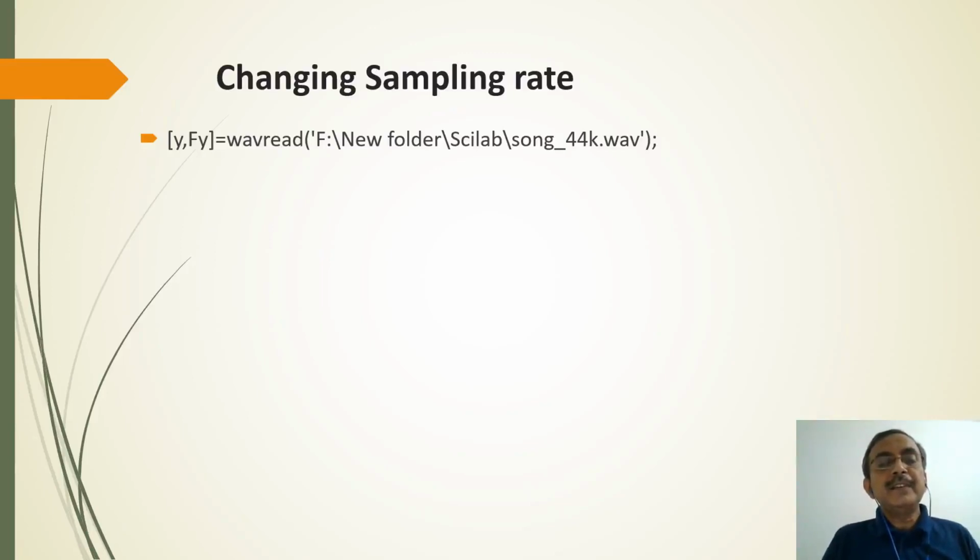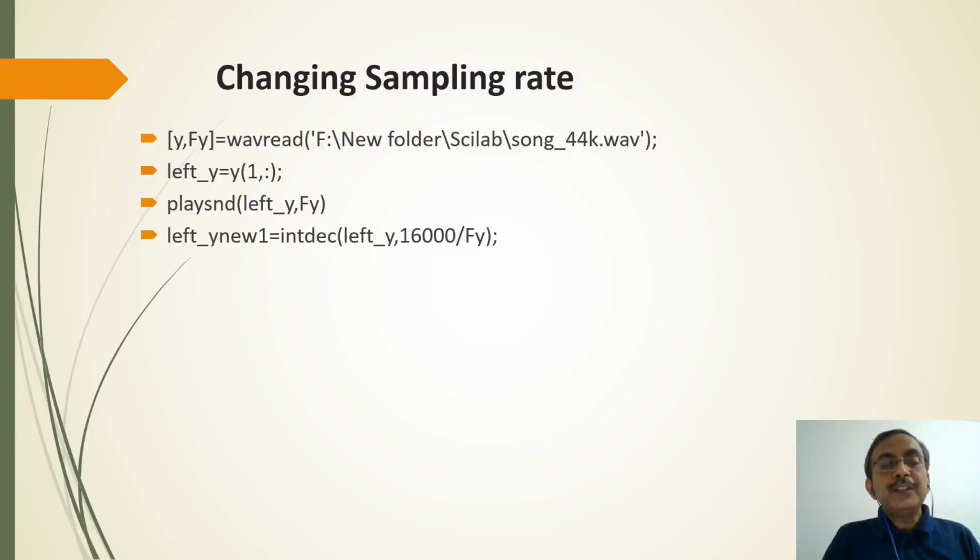Let us say that we have a wave file which is sampled at 44.1 kilohertz, the song that we have seen in the previous slide. Here we will try to do the experiment with one channel, that is the left channel only. We will not touch the right channel, and then we will try to play and see what the effect is. So we can extract the left channel by taking the first column, and then we can play the sound of the left channel with that sampling frequency fy.